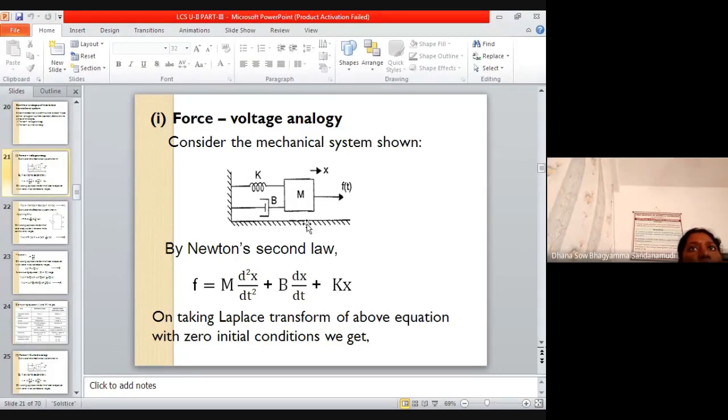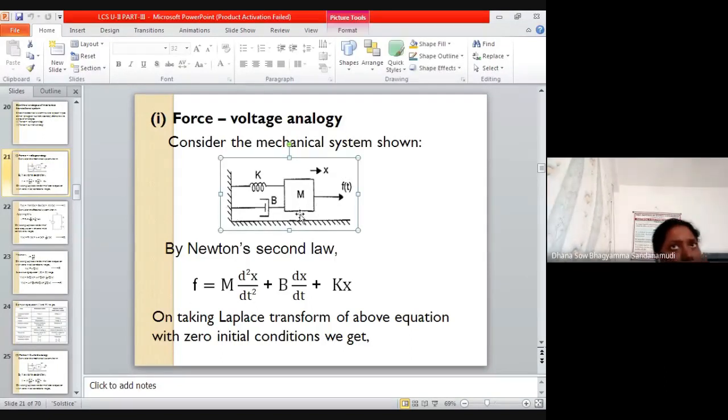I am considering a mechanical system here. If you observe carefully, in this mechanical system all the three elements are there: mass, spring, and dashpot. Here we are applying a force of f of t. I have written f here.